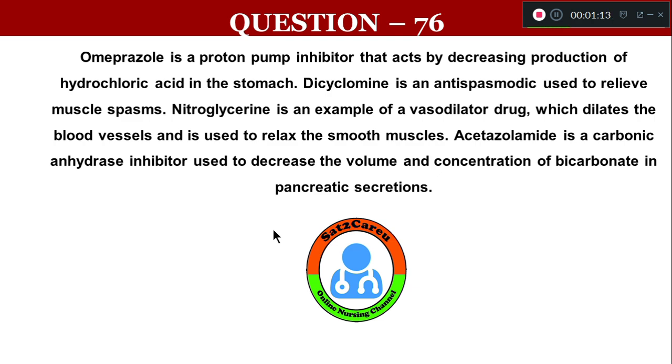Dicyclomine is an antispasmodic which is used to relieve muscle spasm. Nitroglycerin is an example of a vasodilator drug which dilates the blood vessels and is used to relax smooth muscle. Acetazolamide is a carbonic anhydrase inhibitor used to decrease the volume and concentration of bicarbonate in pancreatic secretions.